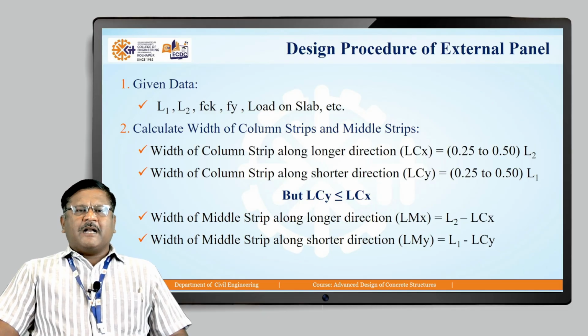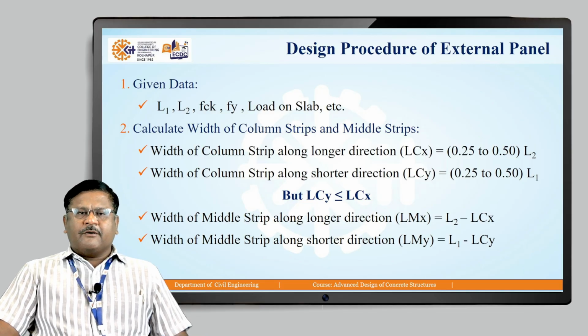First step, always write the given data in the problem, such as longer span L1, shorter span L2, grade of concrete, grade of steel, loading on the slab, column height, column size, etc. Whatever data is given in the problem statement, you want to write that given data. Second thing, calculate the width of column strips and width of middle strips.